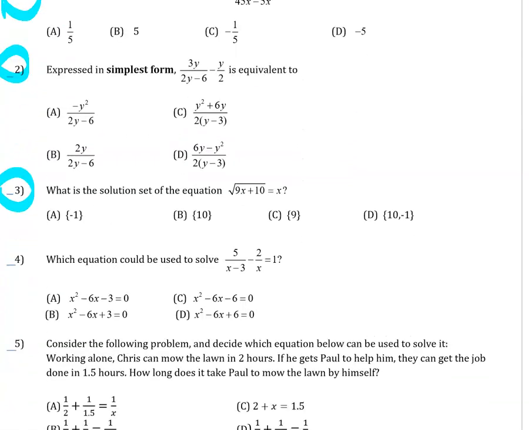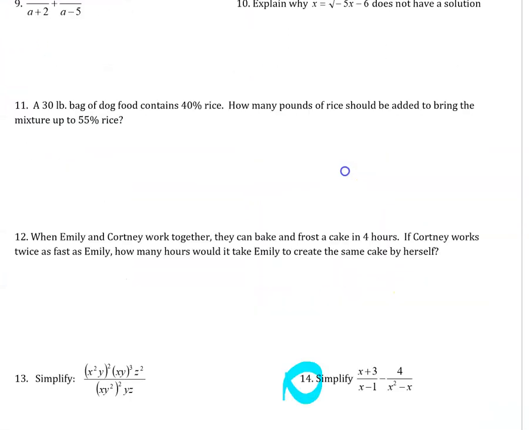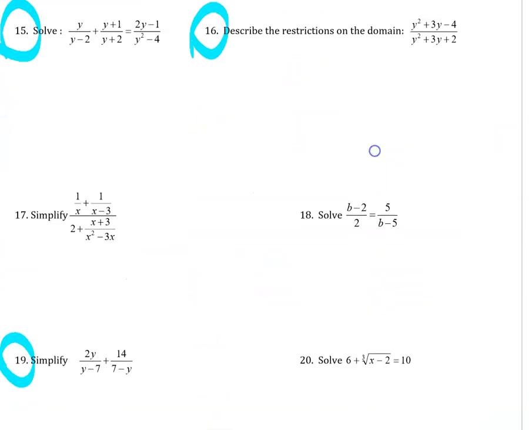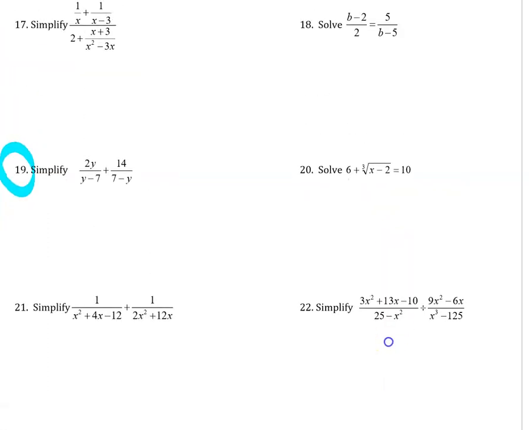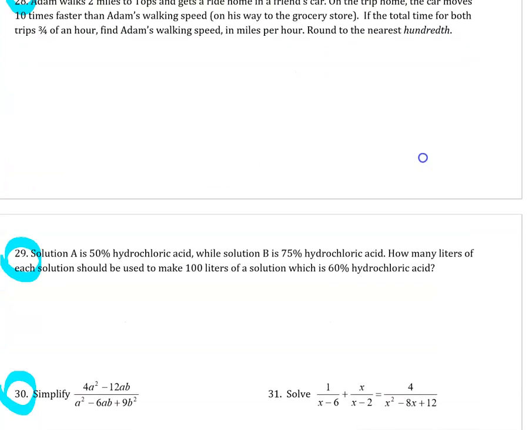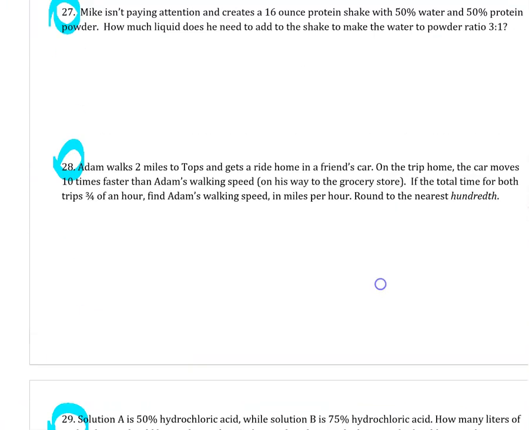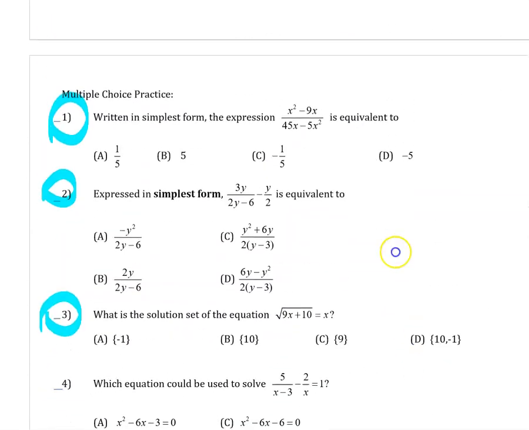So I'm just going to scroll through and show you which problems I'm going to be doing. I tried to pick a variety. So we've got 1, 2, 3, 6, 8, 14, 15, 16, 19, 25, 27, 28, 29, 30, and 33. That should be a good variety. I'm going to go back to the beginning.